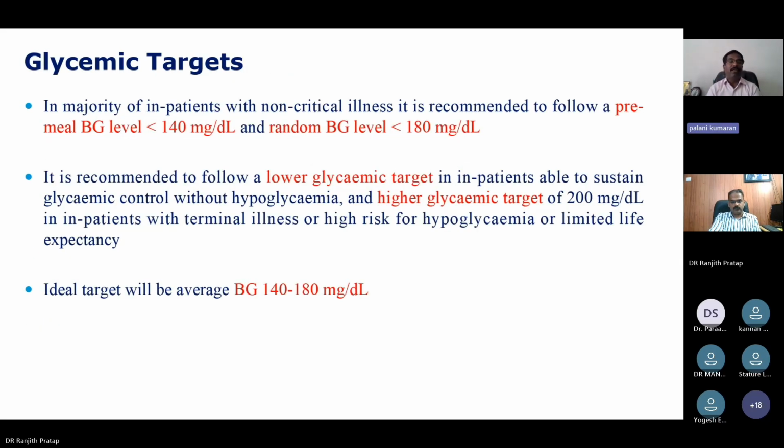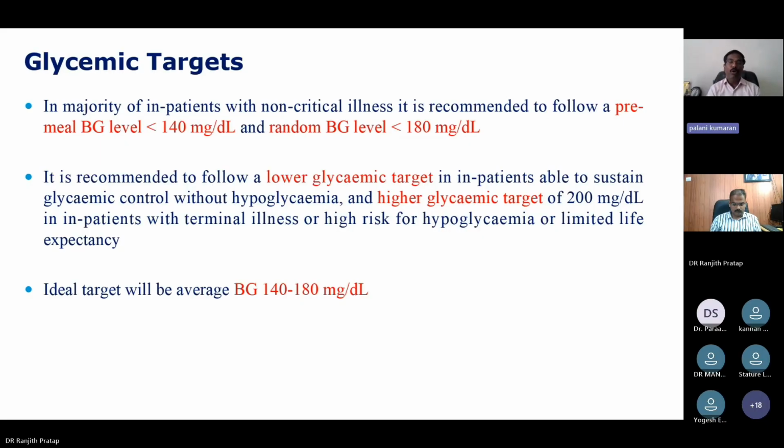So what is the glycemic target to be achieved when a patient is admitted in non-critical care? Various recommendations are there, and the current recommendation is actually a pre-meal blood glucose of less than 140 milligrams and a random blood sugar of less than 180 milligrams. This is the target we have to try to achieve. And the ideal target will be on average between 140 to 180 milligrams.